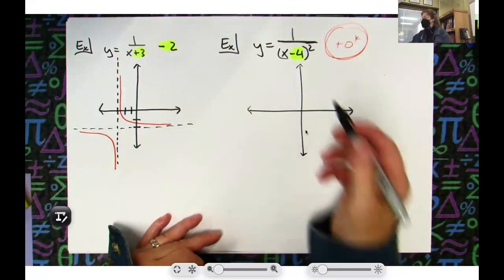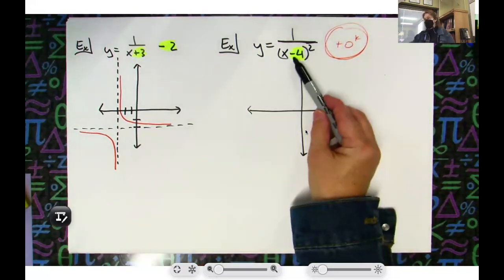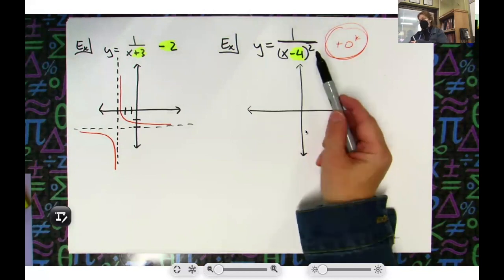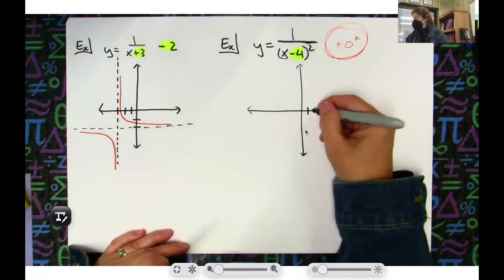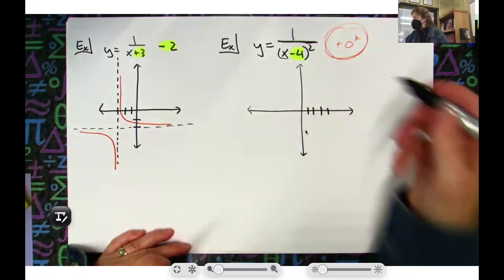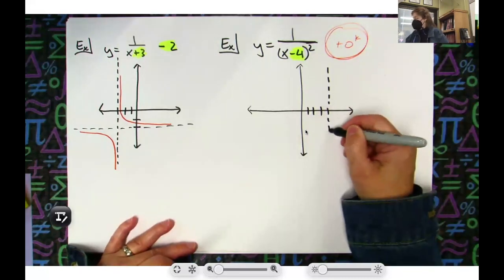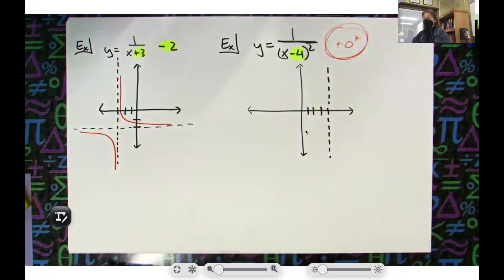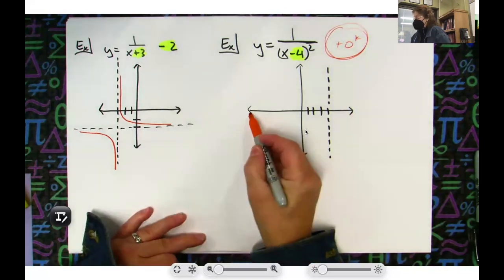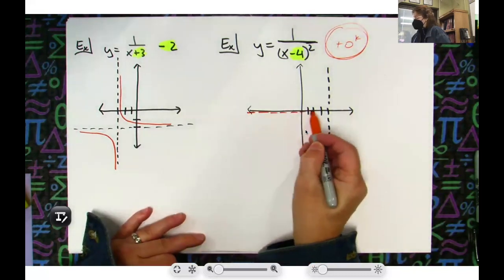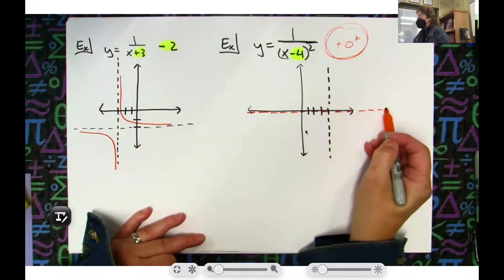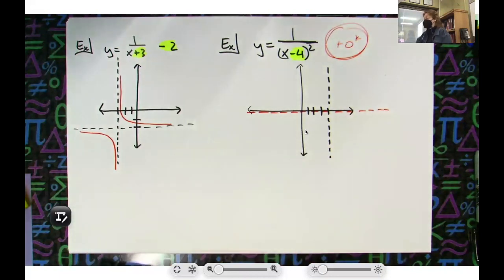Okay, so inside we do the opposite. That says -4, so the opposite would be +4. When I go to the right 4, I put in the vertical asymptote. All right, now the asymptote that didn't change is the one that's right there on the x-axis. That one doesn't change, okay, because I did not shift up or down.